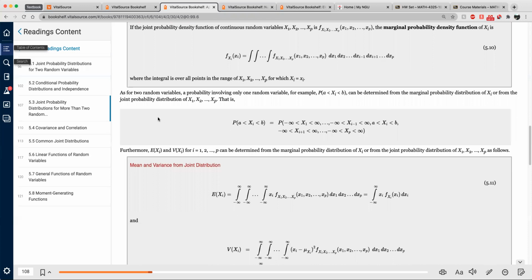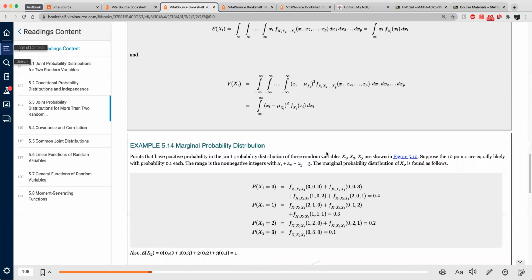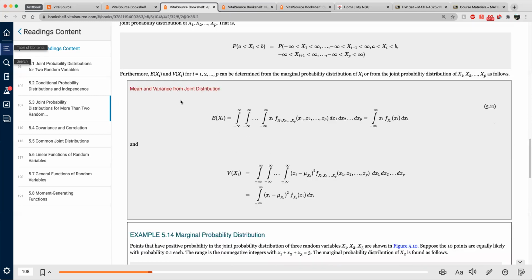Now, as for two random variables, the probability involving only one random variable, for example the probability that xi is between a and b, can be determined from the marginal PDF of xi or from the joint PDF of x1 to xp. That means to find the probability that xi is between a and b, we have to consider all of the possible values of the other variables, x1 through xp except for xi, where xi is between a and b. When you calculate the probability, their integration limits must be negative infinity to infinity. I know it's kind of confusing, but let me show example 5.14 and then go back to the mean and variance of the joint PDF.